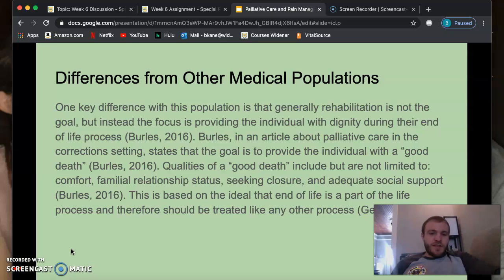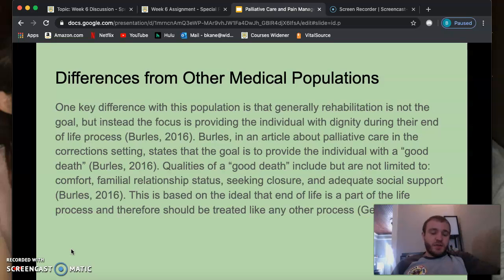So, what is a good death? A good death is generally based on what the individual feels is a good death. So, this is where you are going to be communicating with them, asking them what this means to them, what needs to be done in order to give them the good death that they are seeking.